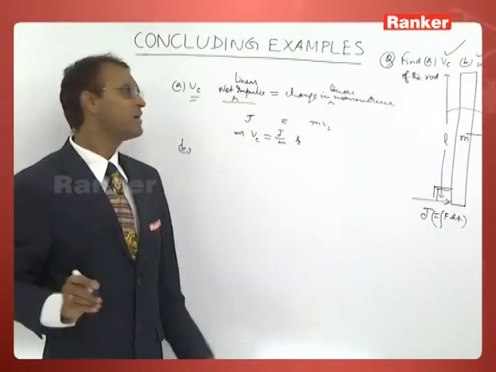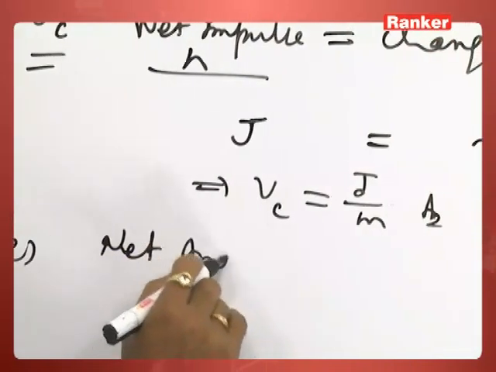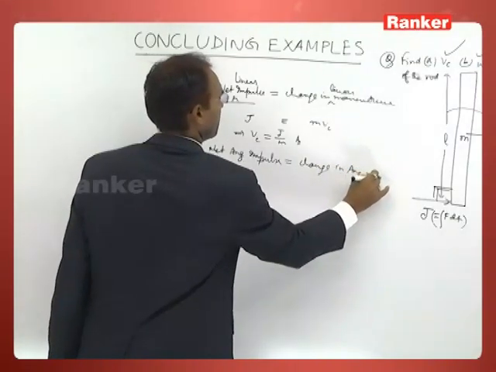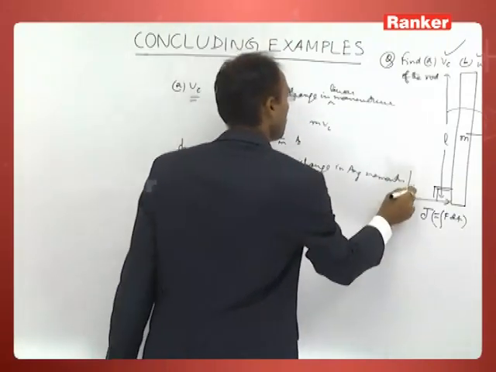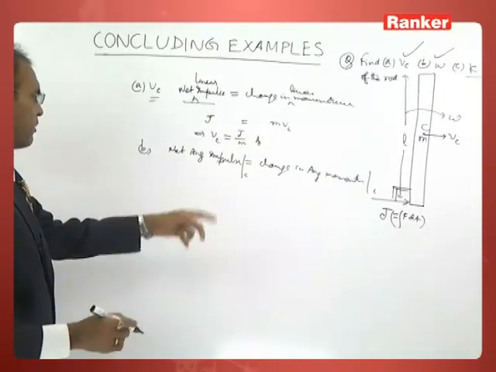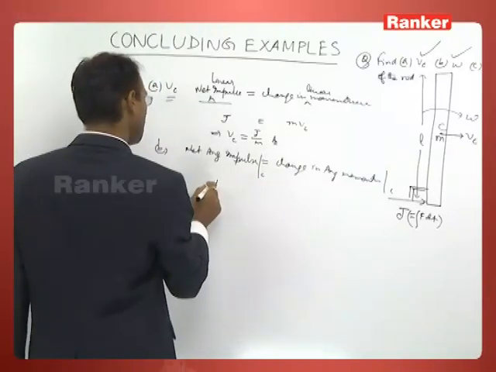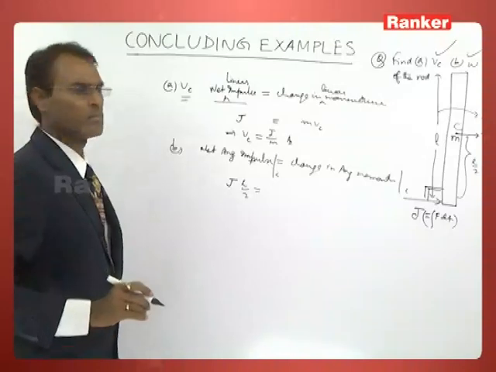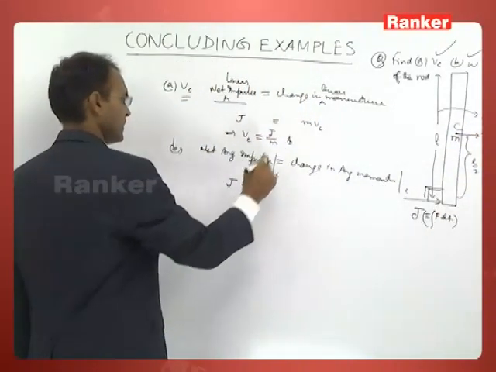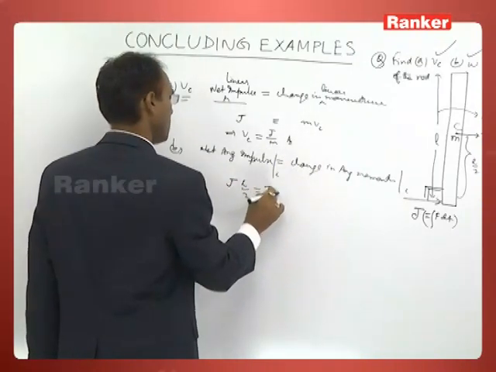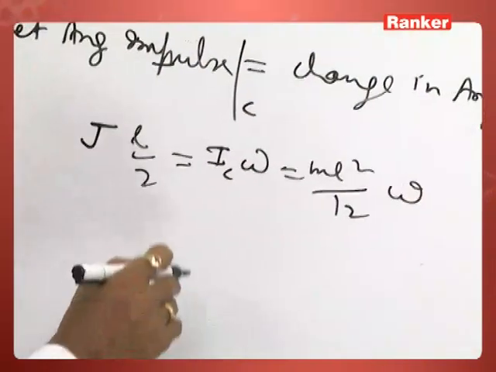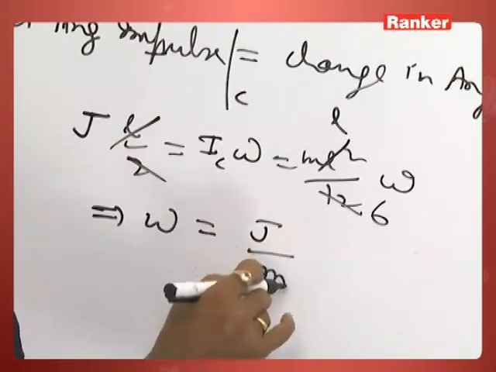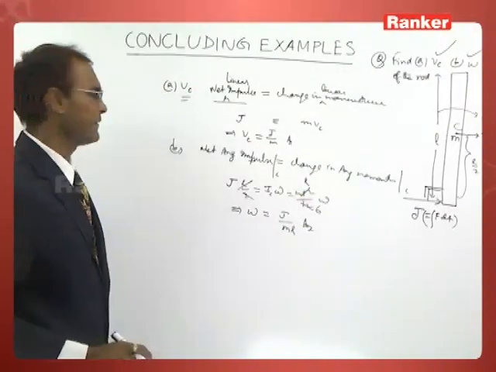Same impulse momentum equation you have to apply, but here instead of linear impulse, you can write net angular impulse is equal to change in angular momentum. And reference point we have taken about center of mass. About center of mass, the angular impulse is linear impulse into L by 2. And the angular velocity increases from 0 to omega. So the change in angular momentum about the center of mass is equal to IC into omega. IC is equal to ml square by 12 into omega. And we are getting omega is equal to J upon ml, that is omega.